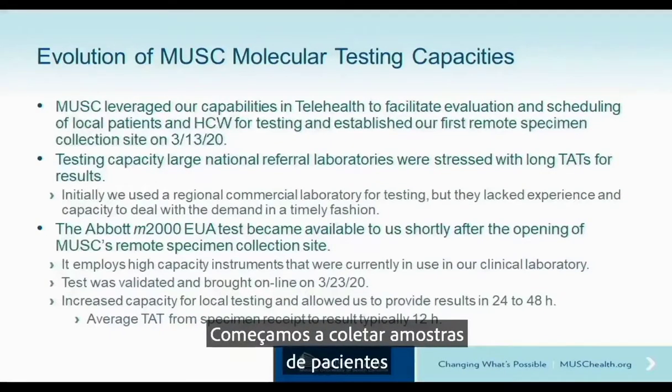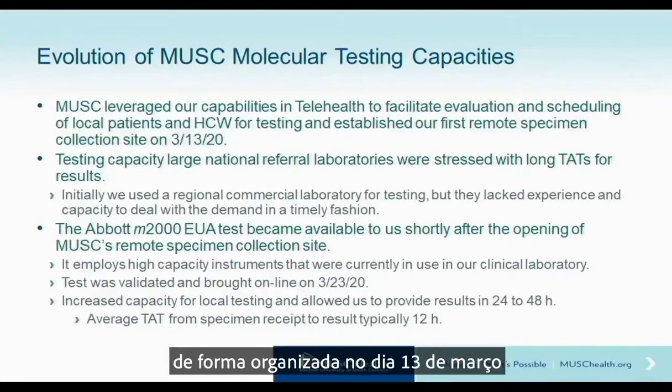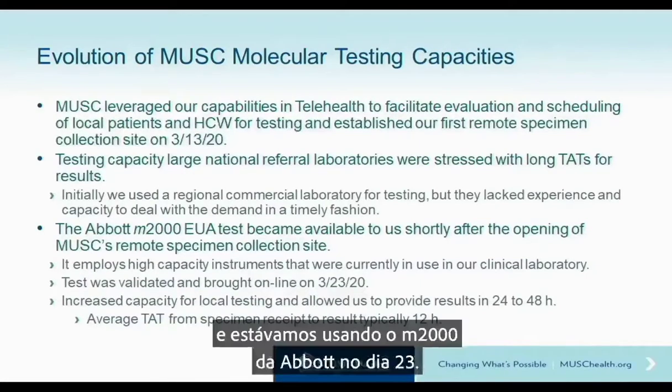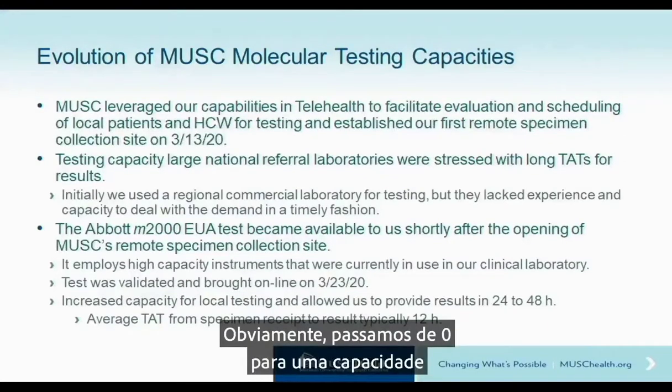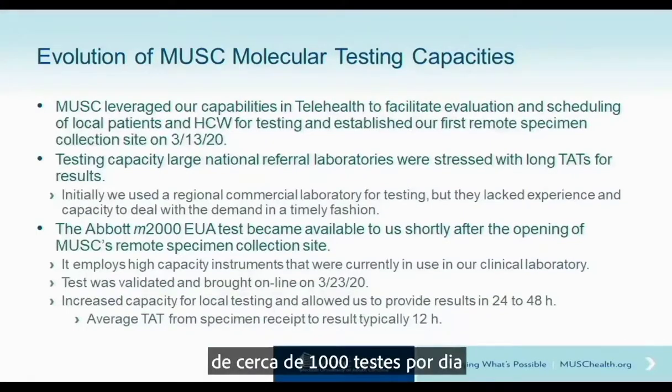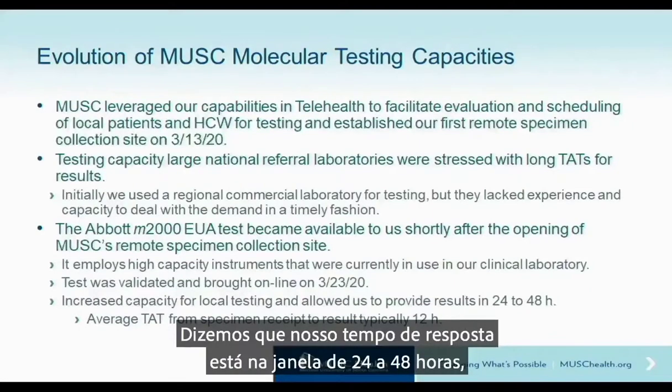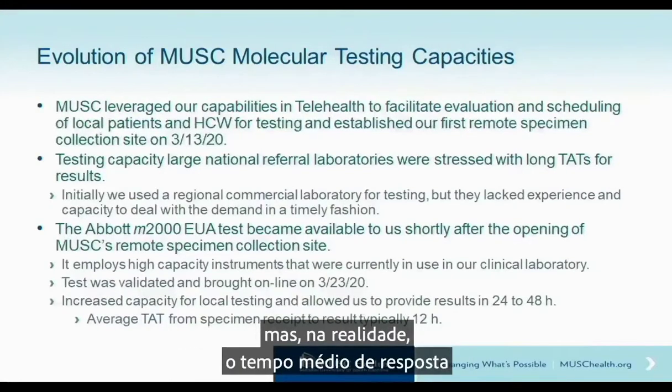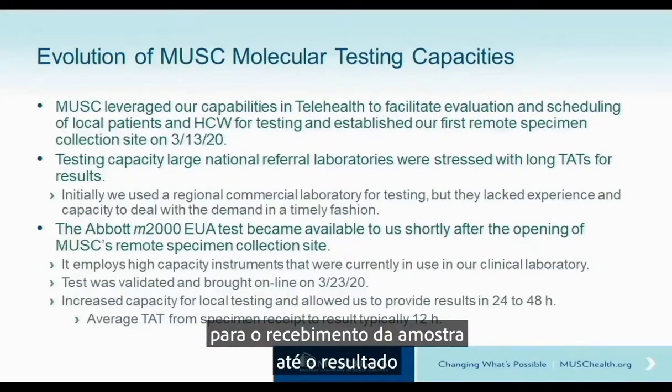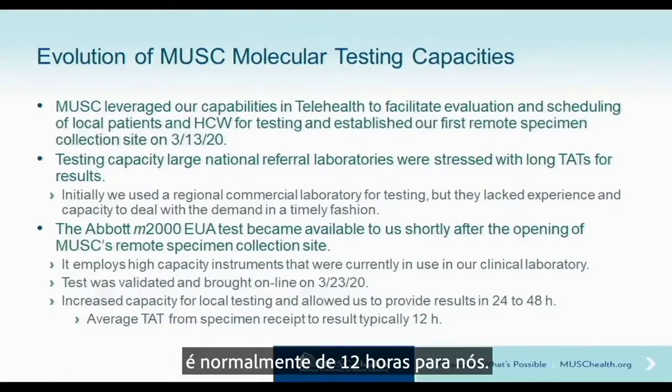So we started collecting specimens from patients in an organized fashion on the 13th of March, and we were live with the Abbott M2000 on the 23rd. Obviously, we went from 0 to about 1,000 tests per day capacity in a matter of a couple of weeks. We say our turnaround time is in the 24 to 48 hour window, but in reality, the average turnaround time for specimen receipt to result is typically 12 hours for us.